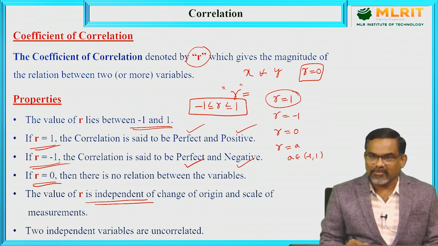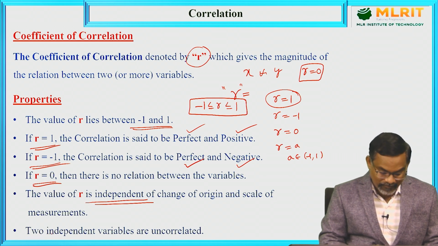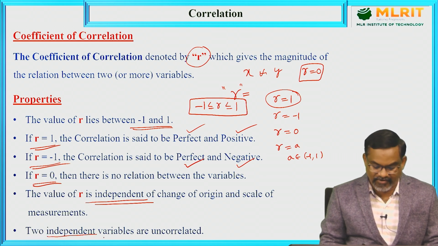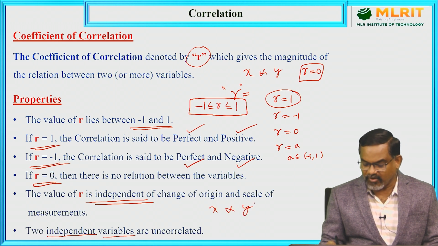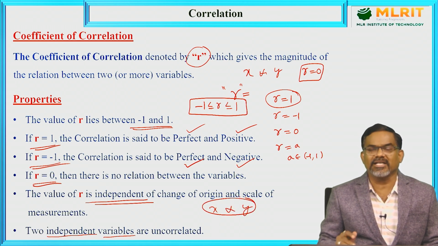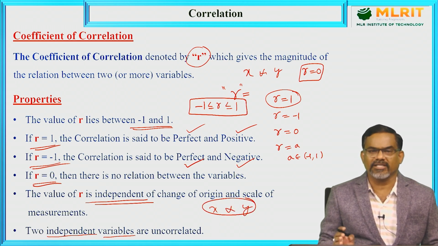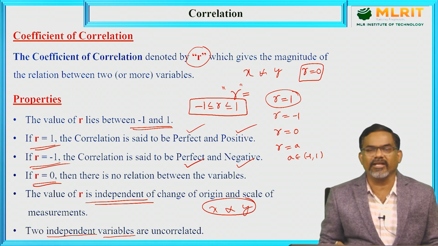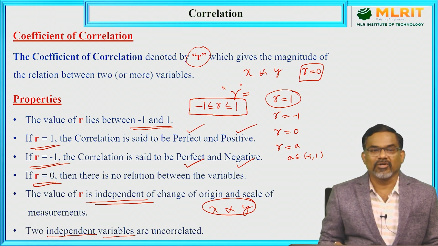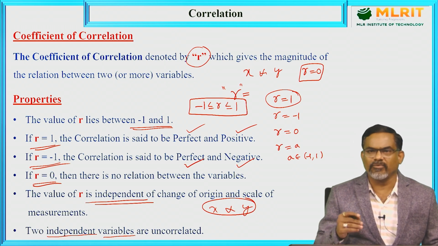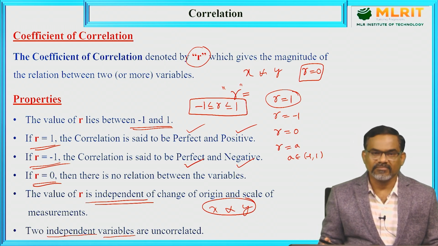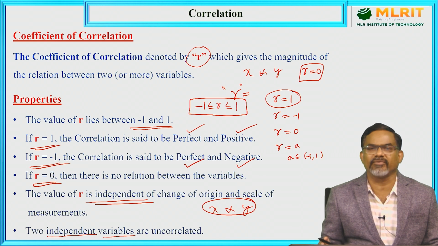So here the point is very simple. Two independent variables. If I say that X and Y are independent, what does it mean? They don't depend on each other. If they don't depend on each other, there will not be any relation between X and Y. So two independent variables are uncorrelated. That means obviously you will get R equal to 0. There will not be any relation between X and Y.